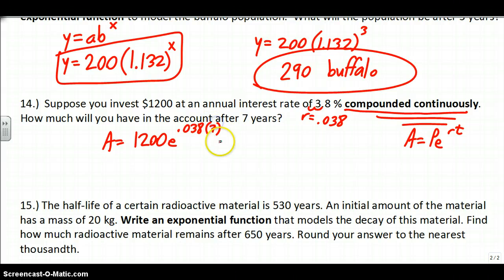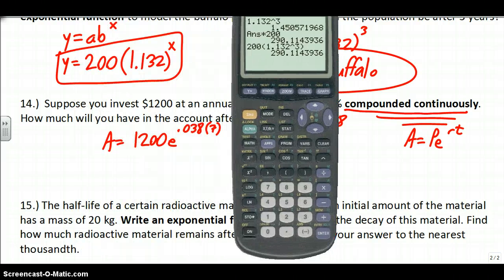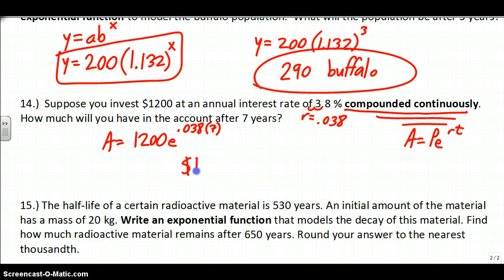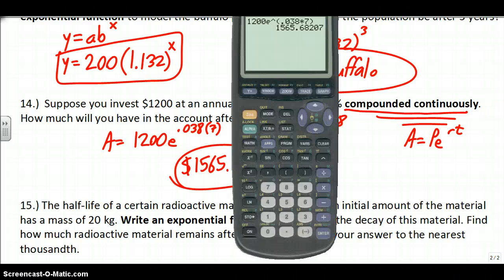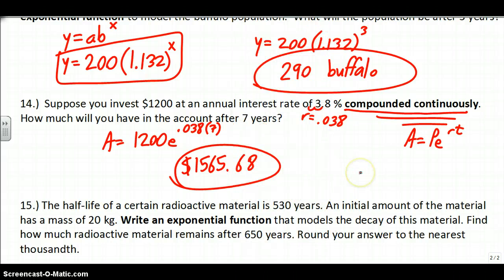They didn't want the equation this time. We're just plugging it in. So I go to my calculator, and I can actually type this all in one: 1200 times e to the 0.038 times 7. And you get this. So in 7 years, I'll have $1,565.68. This time it's okay to round a little bit. So in 7 years, I will have that much. Simple enough.